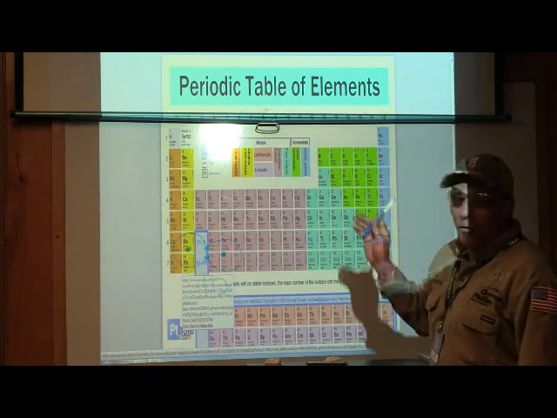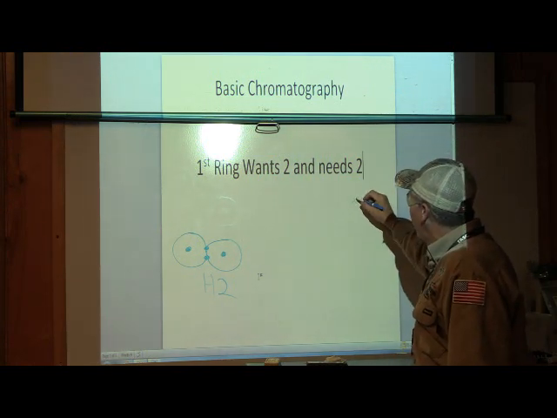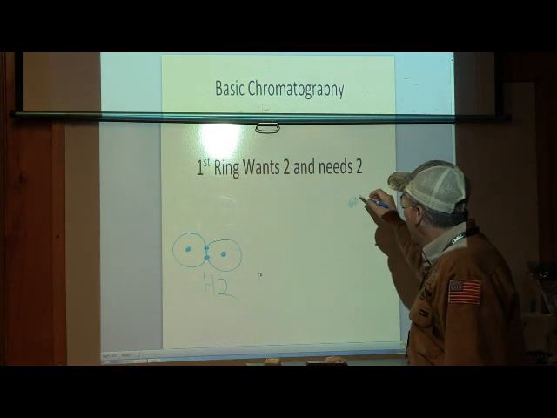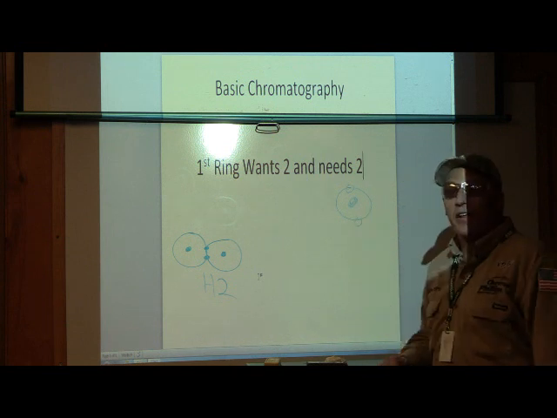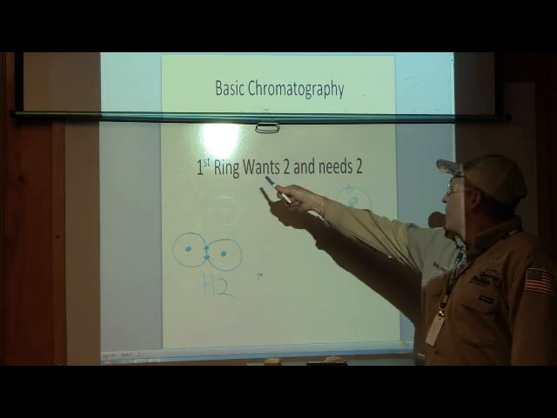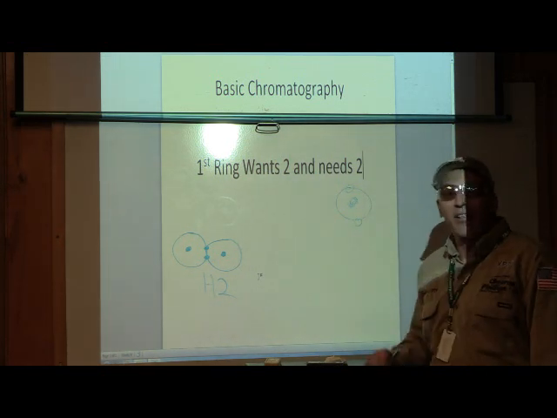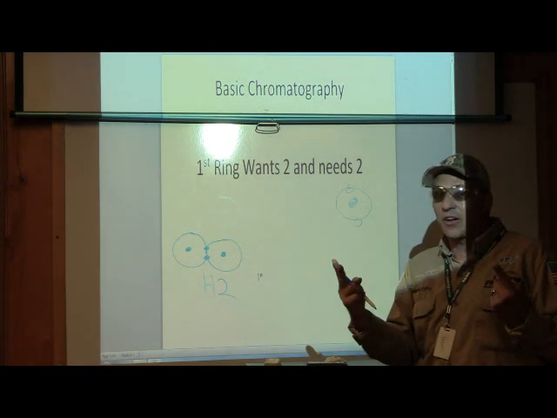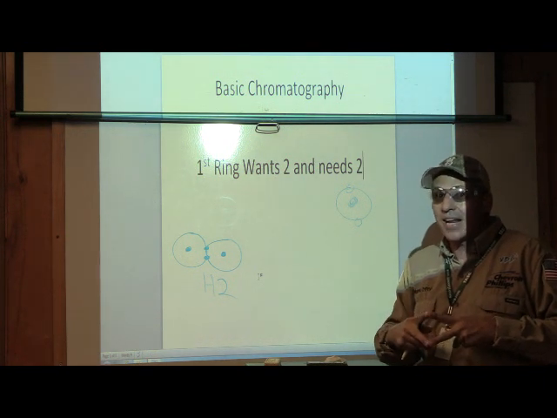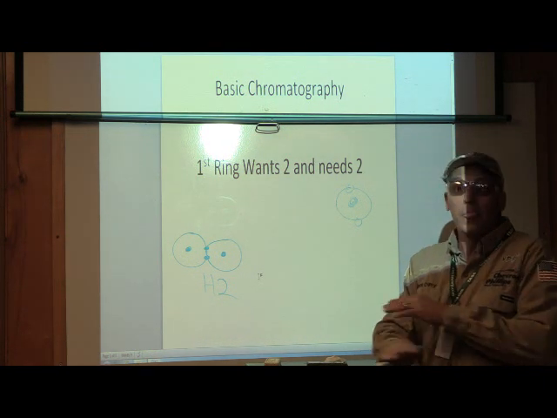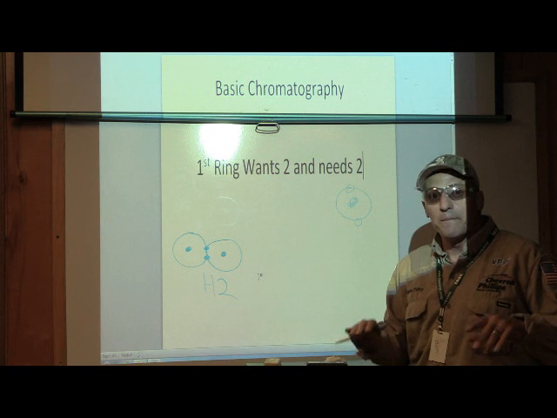So our first rule was the first ring wants to and needs to. Helium has 2 protons in its nucleus. First ring has 2 electrons. The rule is satisfied. Helium is satisfied. It's completely balanced. It has 2 protons. It has 2 electrons. So there is no electrical anything. It is neutral. Because it has just as many protons as it does electrons, it is noble and inert. Noble and inert. It will not bond with anybody.